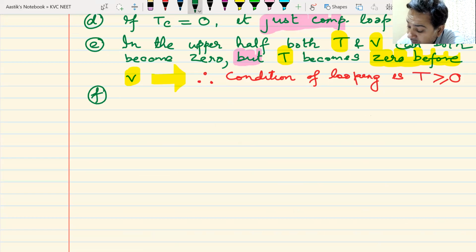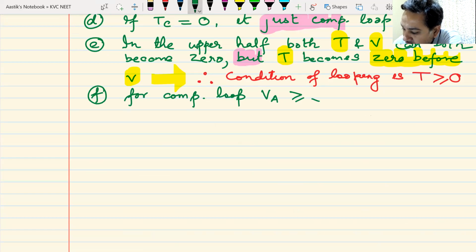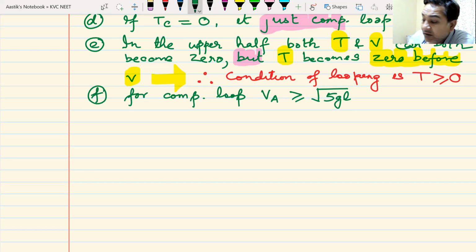For completing the loop, speed at the lowest point A should be greater than or equal to root of 5 GL. So now we have another value coming in. For completing the loop, speed at point A should be greater than or equal to root 5 GL. I'll not derive it. We'll just note it down.